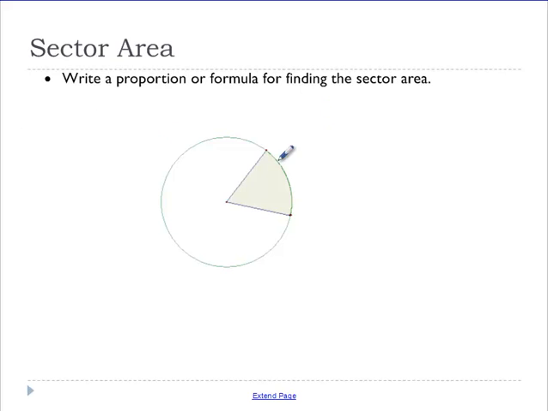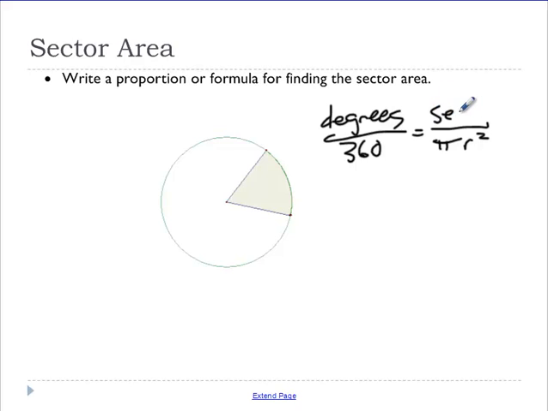And sector area, how big the slice is, has a very similar formula to finding the arc length. Still degrees over 360. But instead of arc length over circumference, instead of circumference we're using area, and instead of arc length we're using sector area. So this formula is set up the exact same way as what we just did with arc length, but now we're using it for area.